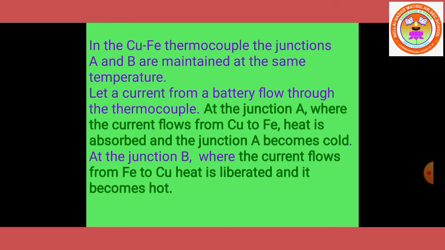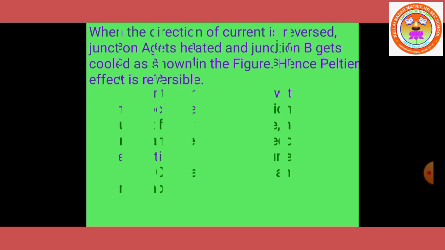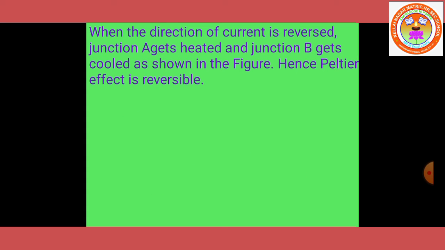A becomes cold. At junction B, where the current flows from iron to copper, heat is liberated and it becomes hot. When the direction of the current is reversed, junction A gets heated and junction B gets cooled, as shown in the figure. Hence, the Peltier effect is a reversible process.